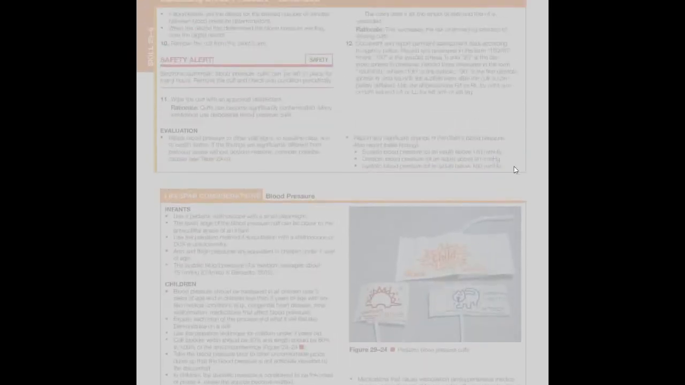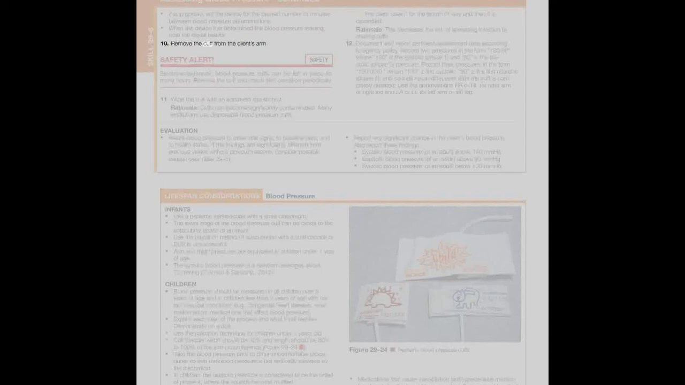Assessing blood pressure, continued. Skill 29-6. Evaluation: relate blood pressure to other vital signs, to baseline data, and to health status. If the findings are significantly different from previous values without obvious reasons, consider possible causes, see Table 29-5. If appropriate, set the device for the desired number of minutes between blood pressure determinations. When the device has determined the blood pressure reading, note the digital results.